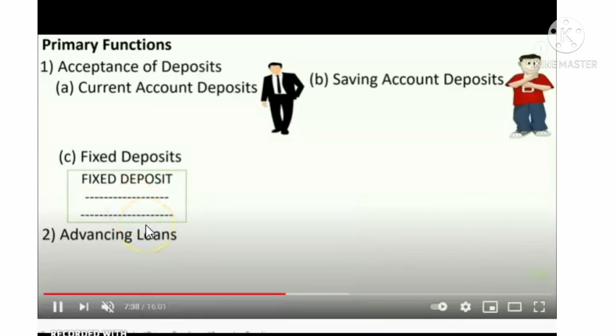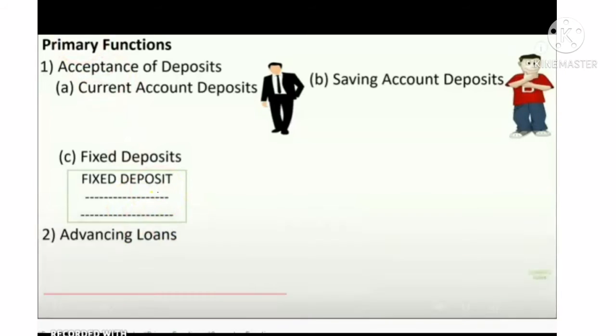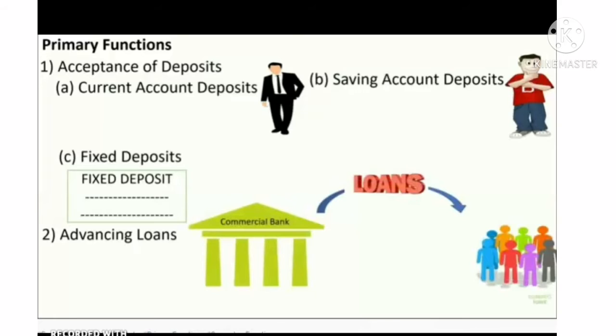Next important function is advancing loans. A certain part of the cash received by banks as deposits is kept as a reserve with the bank, and the rest of it is given as loans to the public, and an interest rate is incurred by the public. So that's known as what? Advancing loans.